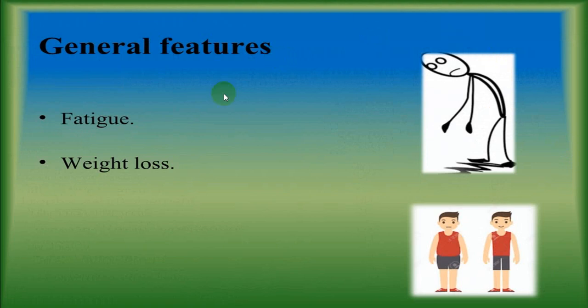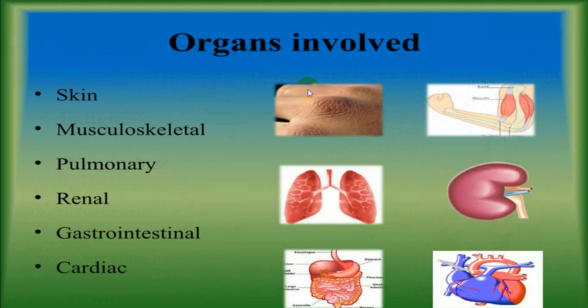Along with all these features, a person may complain of weight loss and fatigue. Skin involvement is common. Musculoskeletal involvement is common. These two are more common with the diffuse rather than the limited variety. Pulmonary involvement is again more common in the diffuse variety. Kidney involvement is more common.